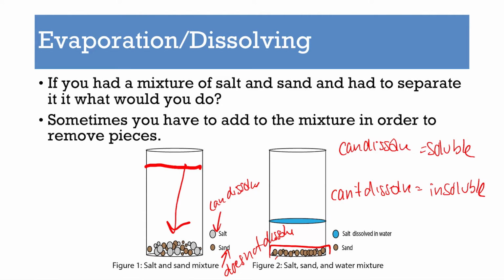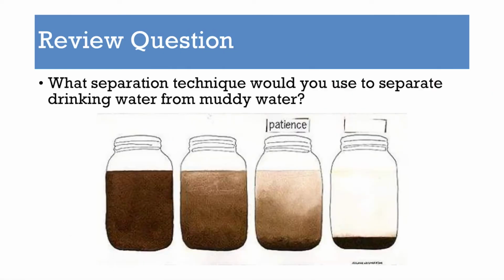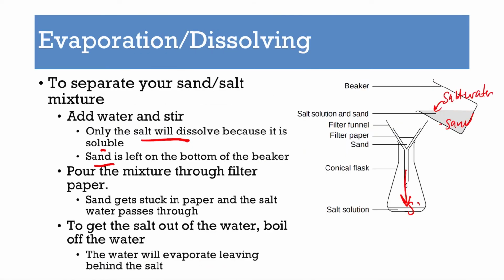So that kind of helps us out a little bit. So again, if we're going to continue this, we've added our water and we stirred it. So the salt will dissolve because it's soluble and the sand is left on the bottom. Now, here's your beaker with salt water and sand. If you pour that through a filter paper, the salt water comes down and the sand stays behind. So now the sand is separated from your mixture and now you're just left with salt water.